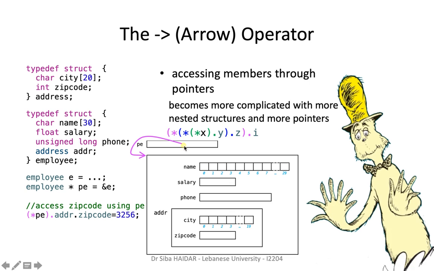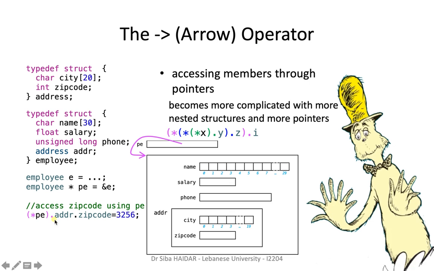However, this is a complicated syntax, and it becomes more complicated when we add more pointers and more nested structures. Can you imagine yourself writing parentheses, dereference, parentheses, dereference, parentheses, dereference x, close parentheses, dot y, close parentheses, dot z, etc.? This is because to go from a pointer inside a structure, you need a parenthesis, a dereference, and then after that you need to close the parenthesis and to make the dot point. This, in purple, can be replaced by the arrow operator.